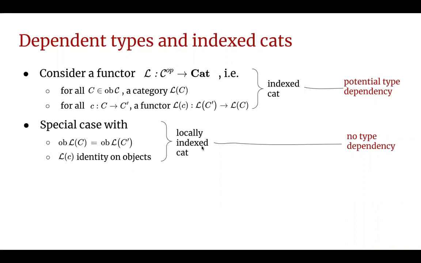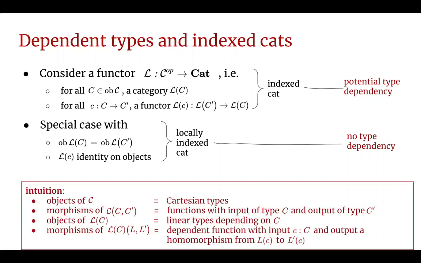Or I guess in derivative land, the dimension of the space of tangent vectors or cotangent vectors does not depend on the value that we choose at which we evaluate the derivative. Okay, so the intuition here is the objects of C are certain Cartesian types, so something that resembles sets. And the morphisms from C to C prime in C are just regular functions that take input of type C and produce output of type C prime.